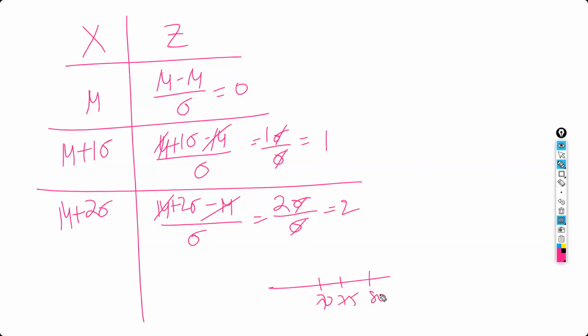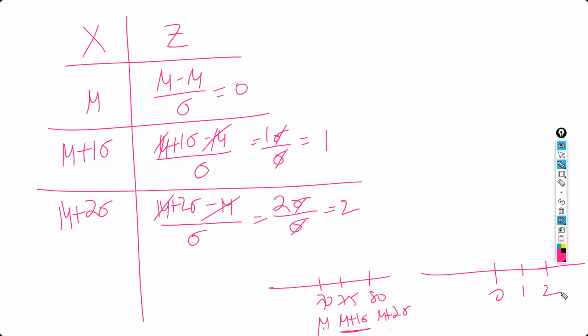Wherever you see, if you write here 70, 75, 80: 70 is what? Mu value. What is this value? Mu plus 1 sigma. What is this? Mu plus 2 sigma. When you convert these to corresponding z-scores, what happens? Mu value will be converted to 0. Mu plus sigma value will be converted to 1. Mu plus 2 sigma will be converted to 2, automatically. Is the point clear?